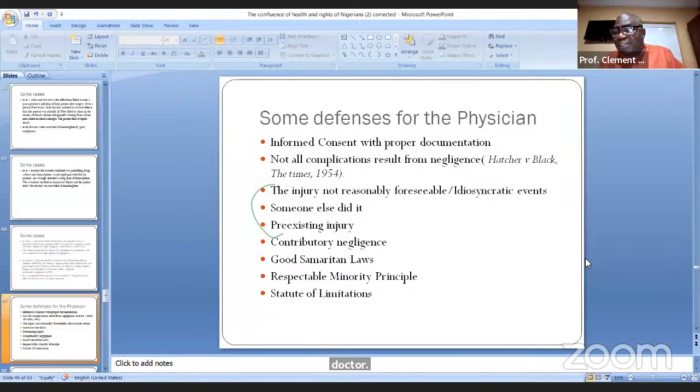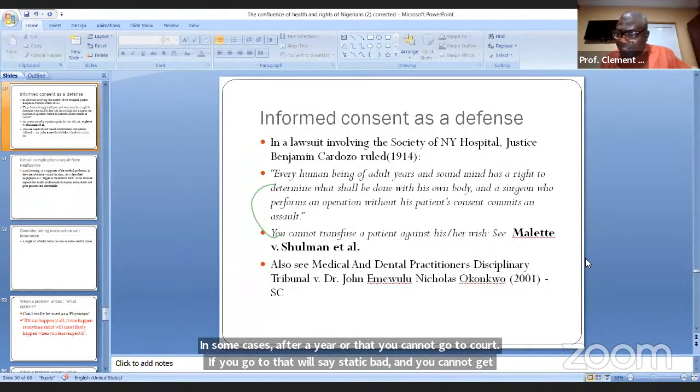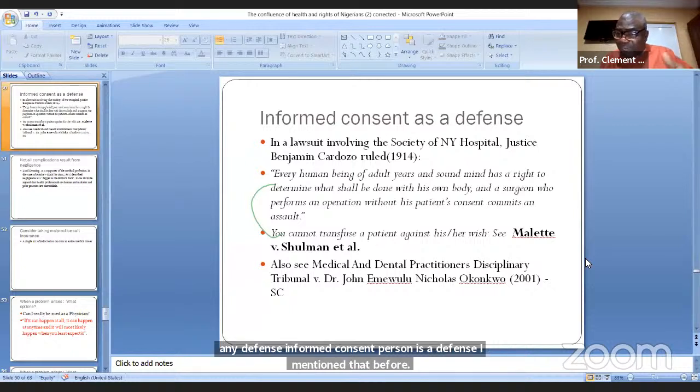If you are mismanaging a patient, you cannot wait forever before you go into court. In some cases, after a year, others after 3 years, you cannot go to court. If you go to court after that, we'll say statute barred, and you cannot get any defense. Informed consent is a defense. I've mentioned that before.